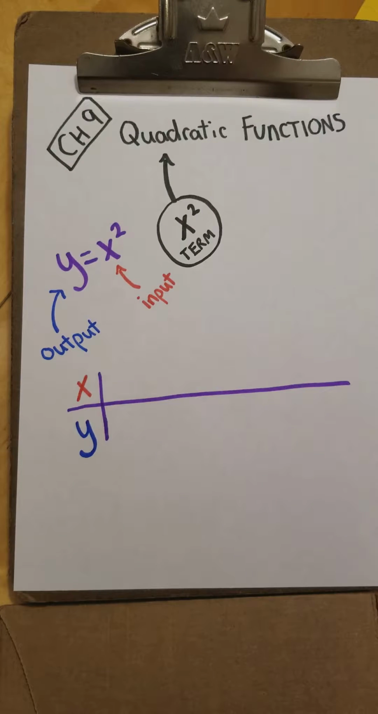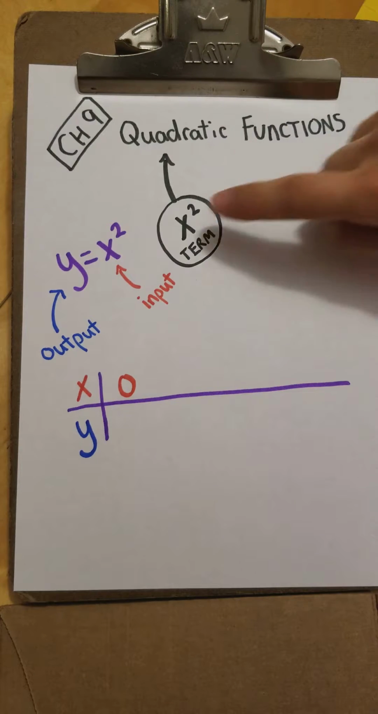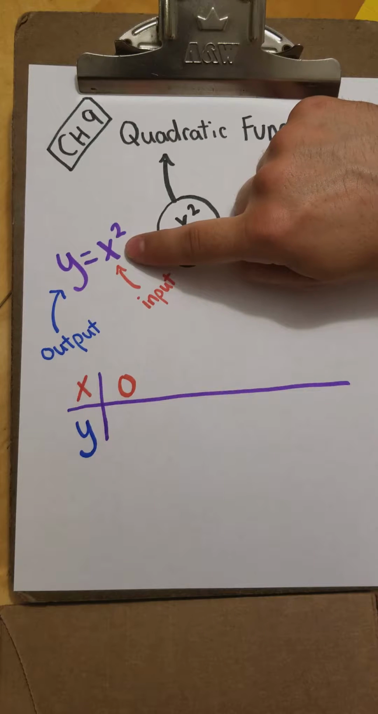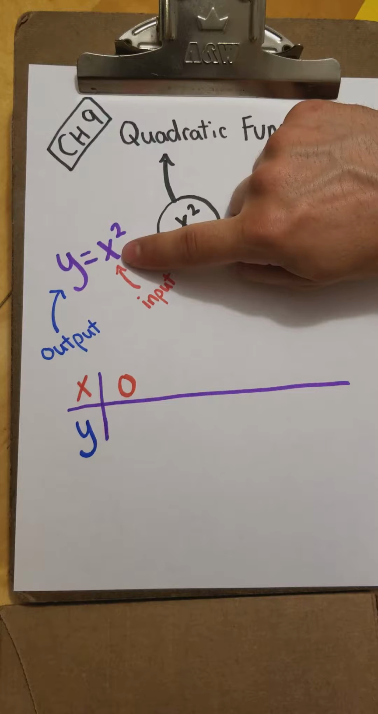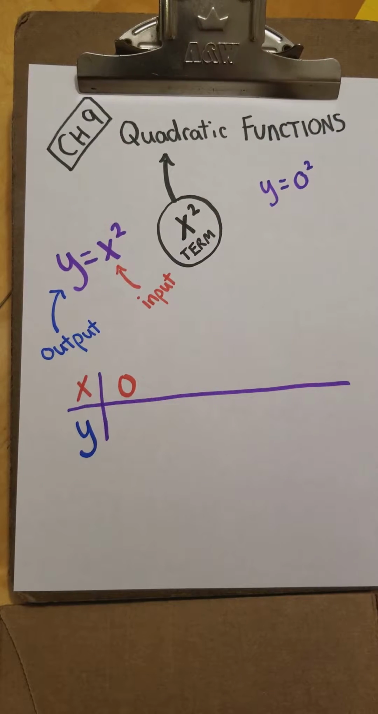as outputs. An easy number to try is 0. If you plug in a 0 for x, y will equal 0 times itself, 0 squared. We replaced our x with 0, so y equals 0 squared, or 0 times itself. 0 times 0 is 0, so if x equals 0, y equals 0. Let's try another.